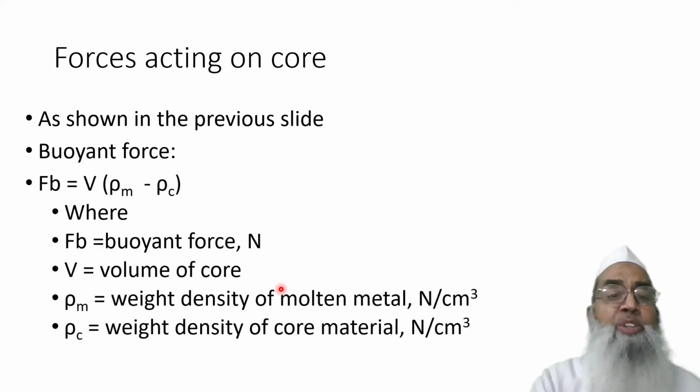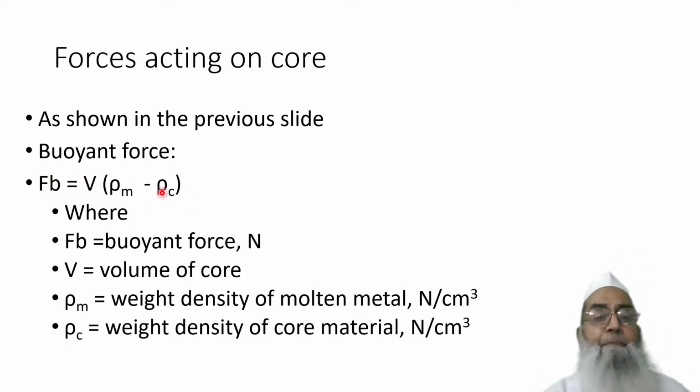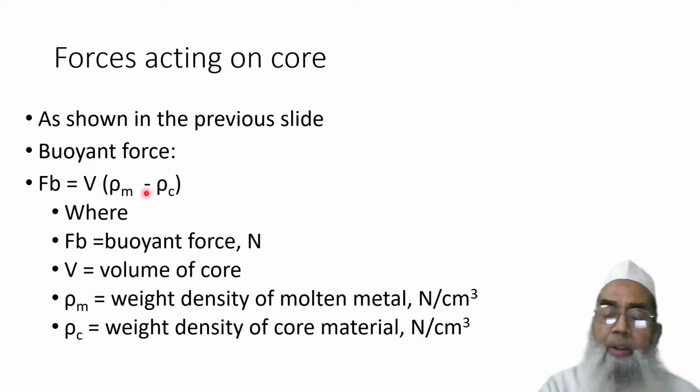Now, there was a force acting on the core, as shown in the previous slide, that is the buoyancy force, and it can be given by this equation. This is the weight density of the molten metal, this is the weight density of the core material, and we multiply the difference with the volume of the core. That gives the buoyancy force acting on the core.